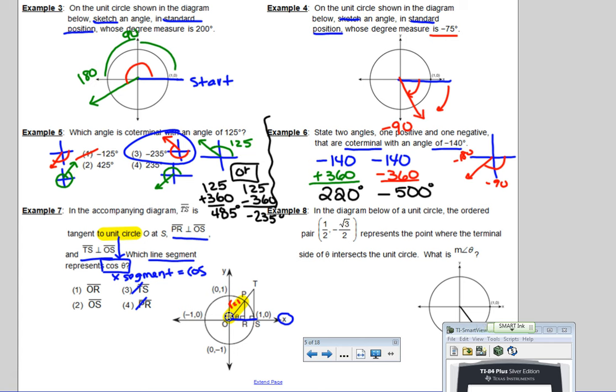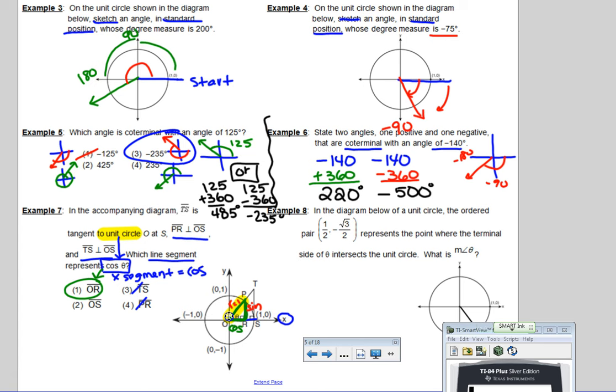Well, we talked about how it has to be on the unit circle. So when you draw your triangle, you go up and hit the unit circle, and then you come back down. So we're really talking about this green triangle. Out of that triangle, the x value, the x direction, is cosine. So cosine is x, and not that we have to, but the y value would be sine. So the answer is cosine is equal to the OR segment.